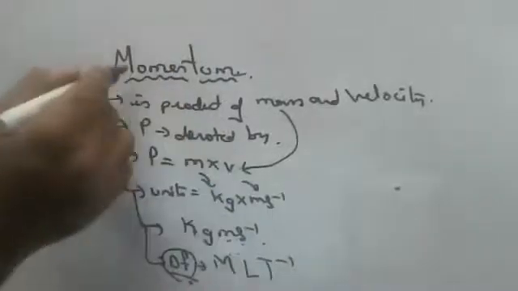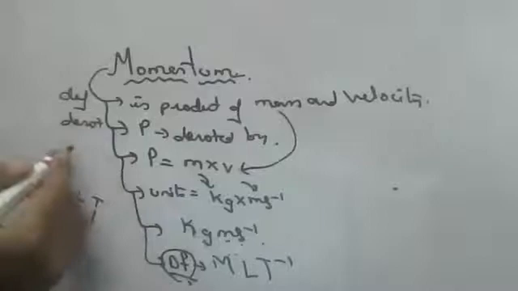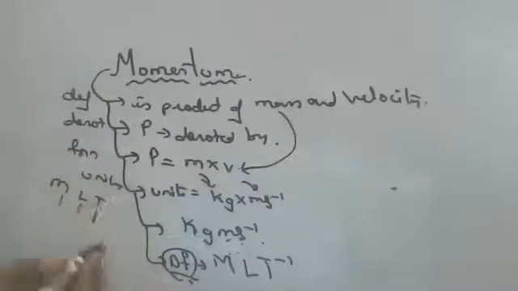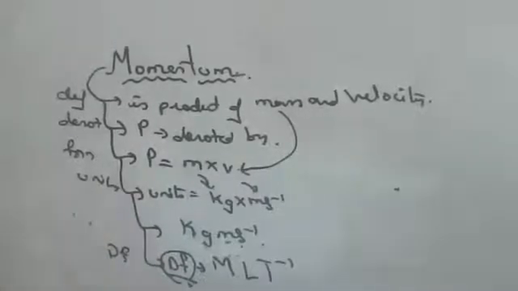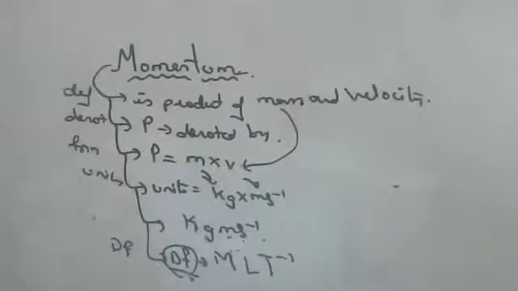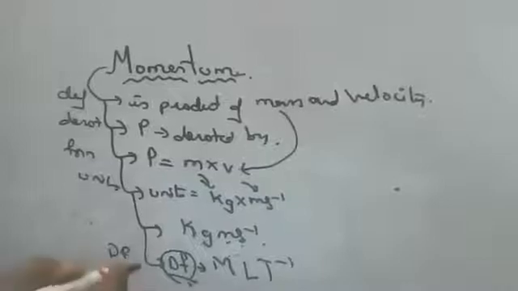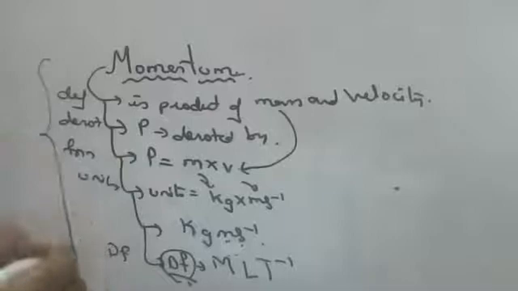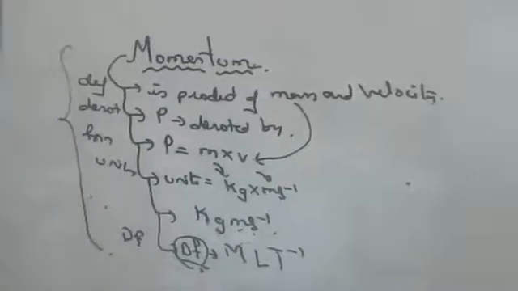So momentum definition I told, denoted by, formula I told, units I told, and dimensional formula also. This is about momentum. What is momentum? Momentum is the product of mass and velocity, denoted by P, and P is equal to mv. Units is kg meter per second, and dimensional formula is MLT minus 1. Basing on this, we'll do some numericals. Small numericals we will do, and some more numericals I'll give you as homework.